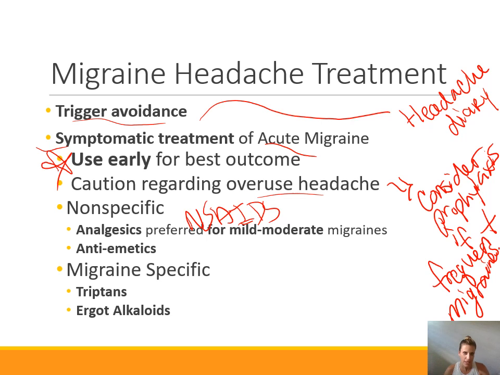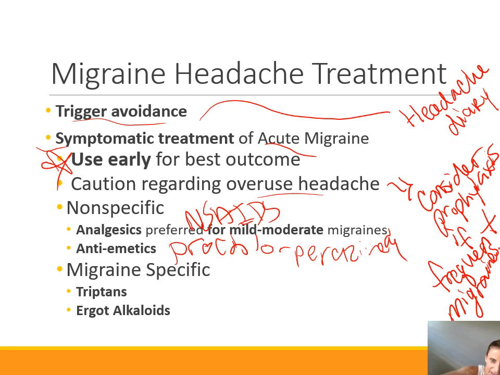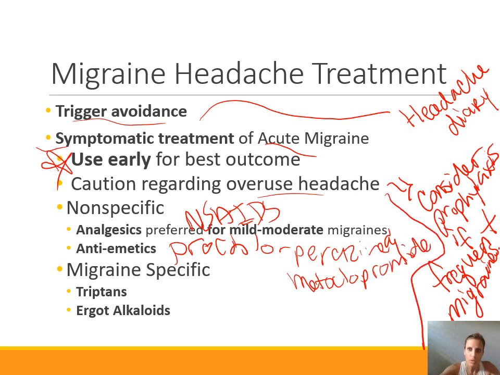Also antiemetics. A lot of migraines are associated with nausea and vomiting. So when we're controlling the pain of the headache, we also need to control the vomiting that comes along with it. Different things that can be used as antiemetics for migraine headaches include prochlorperazine and metoclopramide. Both of these work at the dopamine receptor.